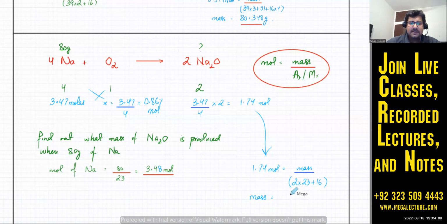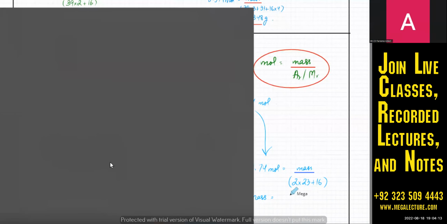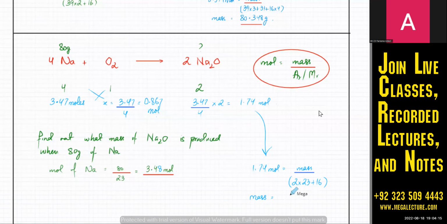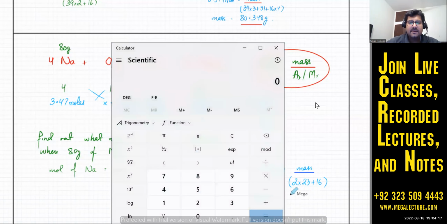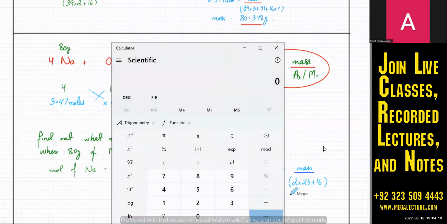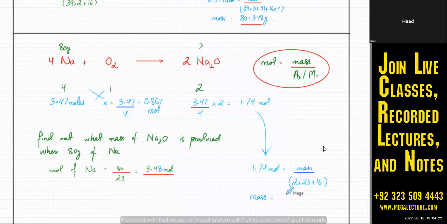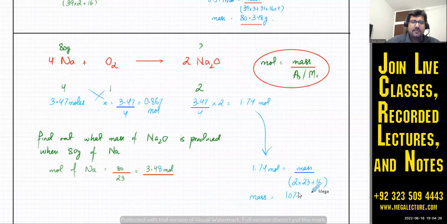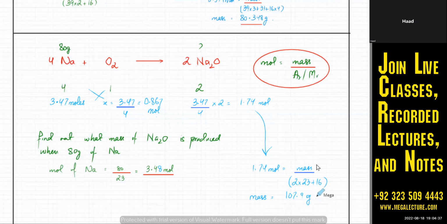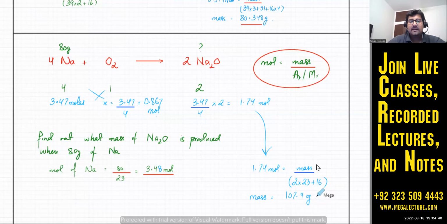I've lost my calculator once more. Just a second. How did you try it? 107.88. Sir, I only did the 2 times 23 plus 16. Okay, fine. You're going to multiply that by 1.74. You'll get the mass. Let's round it to 0.9. You're getting 107.9 grams, right? Yeah.